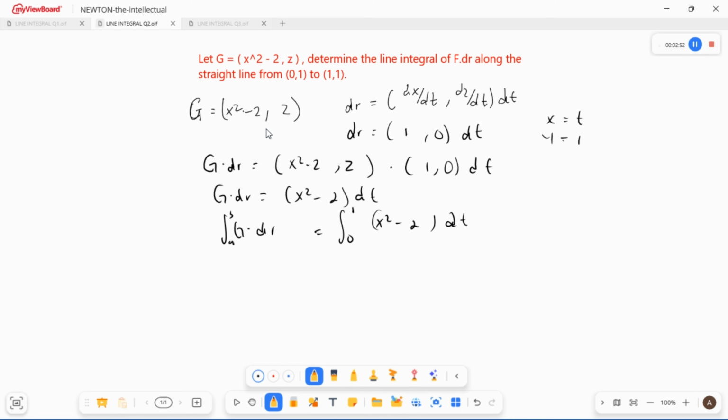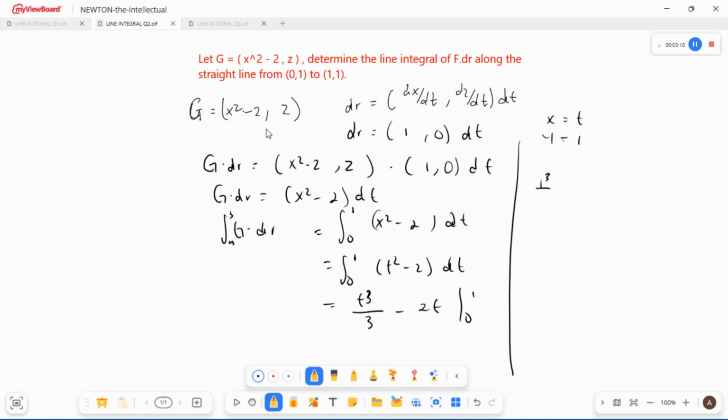Remember that your x is t, right? So we have 0, 1, then we have t squared minus 2 dt. So we have our integral, that's t cubed over 3 minus 2t from 0 to 1. Then we put in our limit. So we have 1 cubed over 3 minus 2 times 1. Then everything minus what we have in the other bracket will automatically become 0 because of the 0 that we have substituted. Right?